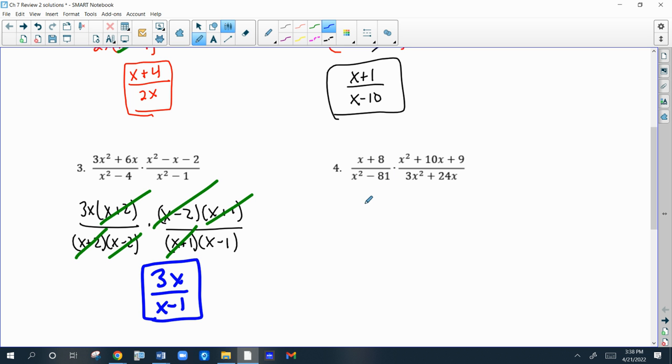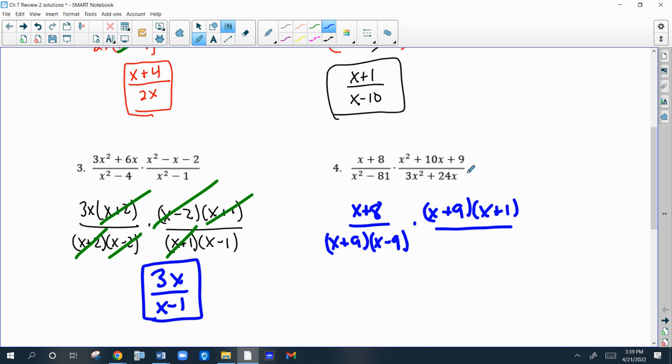When you start number 4, x plus 8 does not factor. It's a linear function, so it just stays as x plus 8. X squared minus 81 is the difference of squares. X plus 9, x minus 9. You have a quadratic up here. Factors of 9 that add up to 10, 9 and 1. And on the bottom, you have a common factor of 3x. You're left with x plus 8.